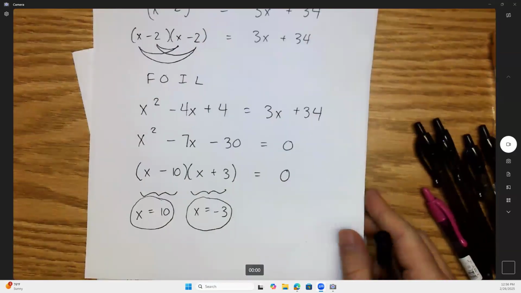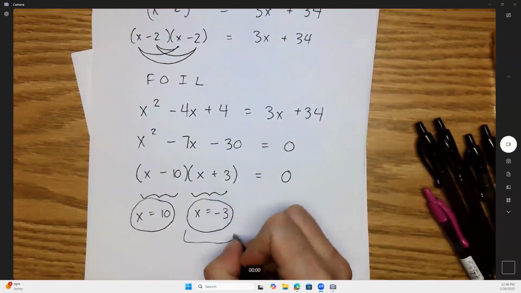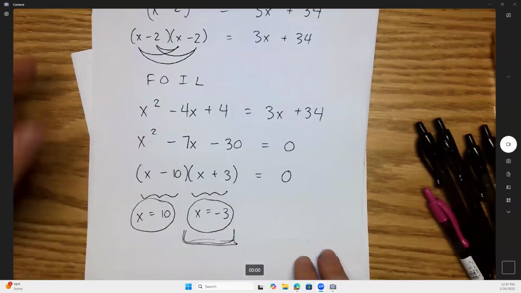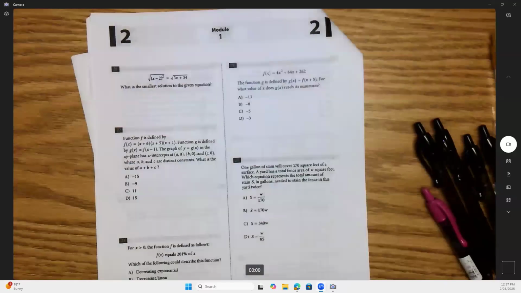So the correct answer is what? -3. Because they were looking for the smaller of the two values. So -3. The answer is -3. Everybody's got number 21. The answer is -3.